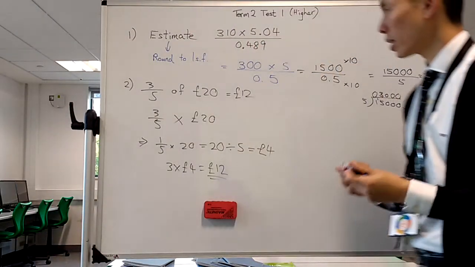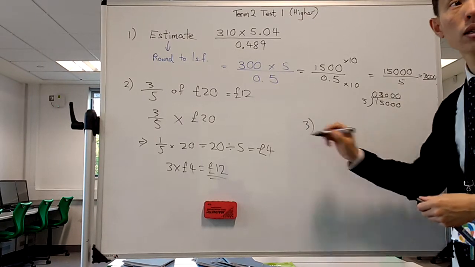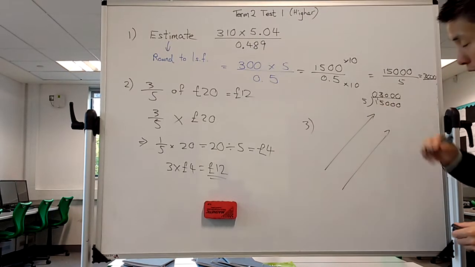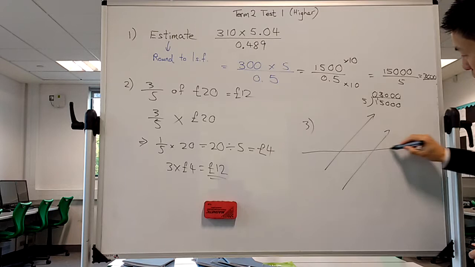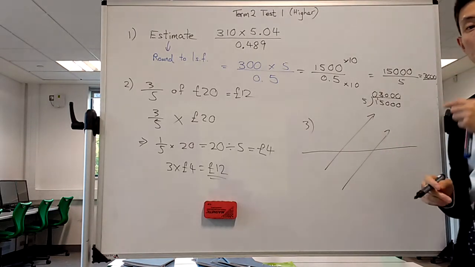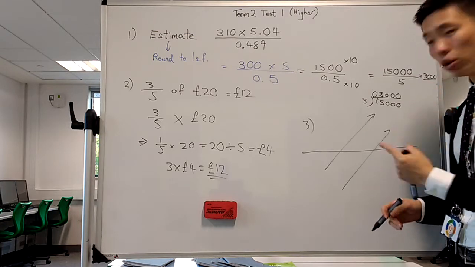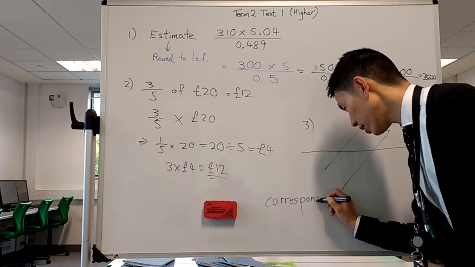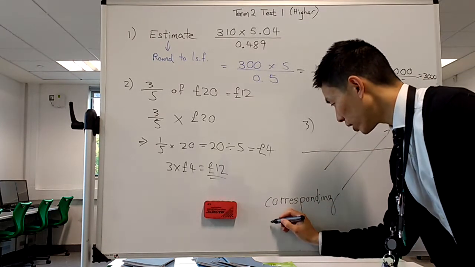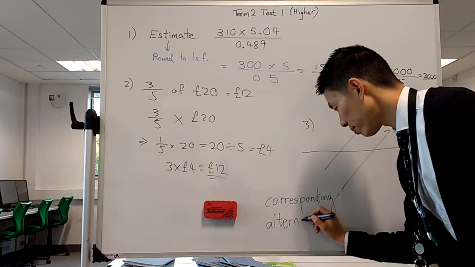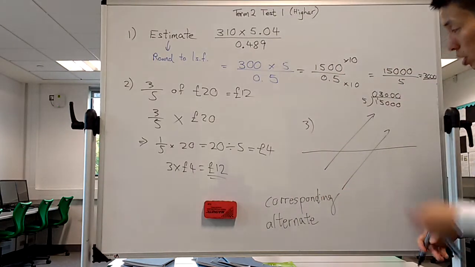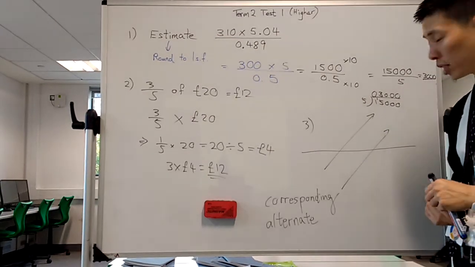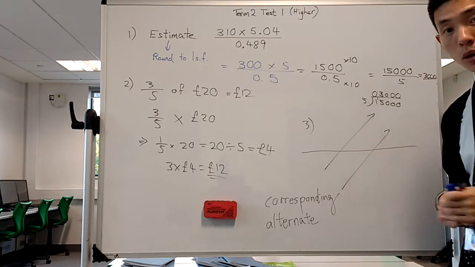Question 3. You've got a pair of parallel lines, and there is a line going through like this. Whenever you see parallel lines to do with angles, 2 words should come into your head. The first one is corresponding, the other one is alternate. So you need to spot if the problem involves corresponding or alternate angles, or sometimes both, depending on how complicated or complex the problem is.